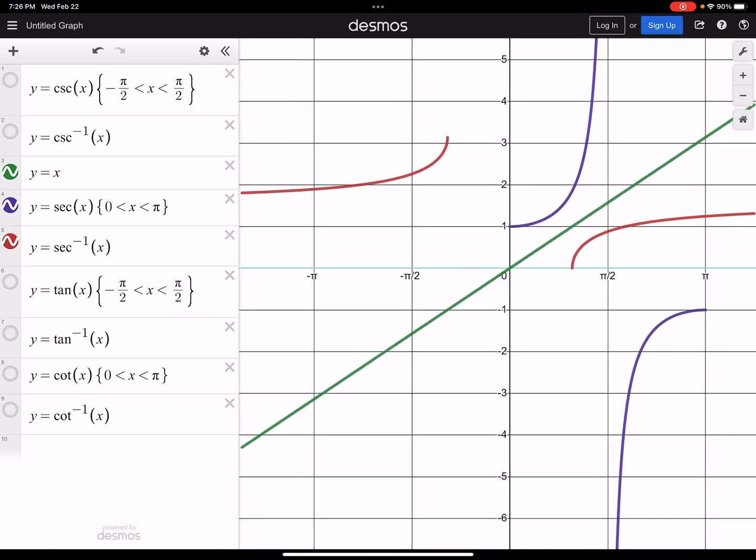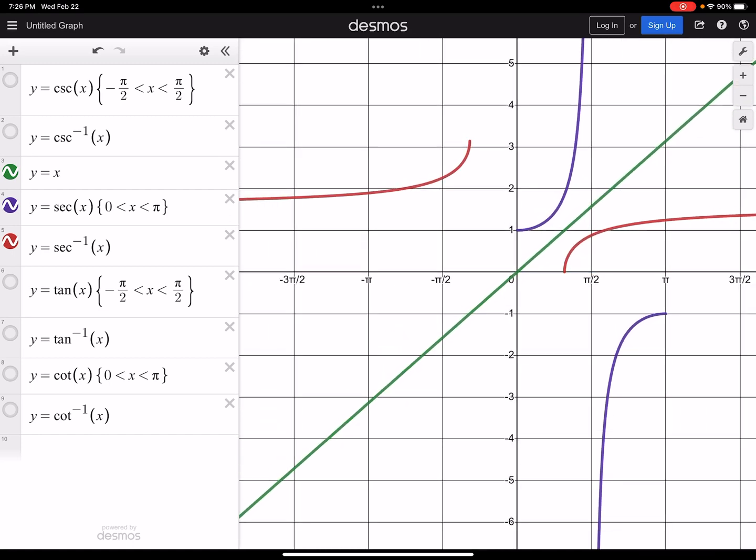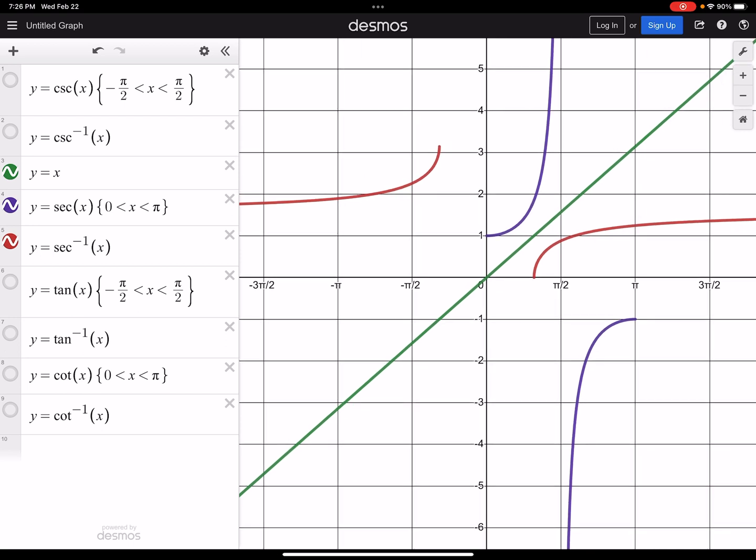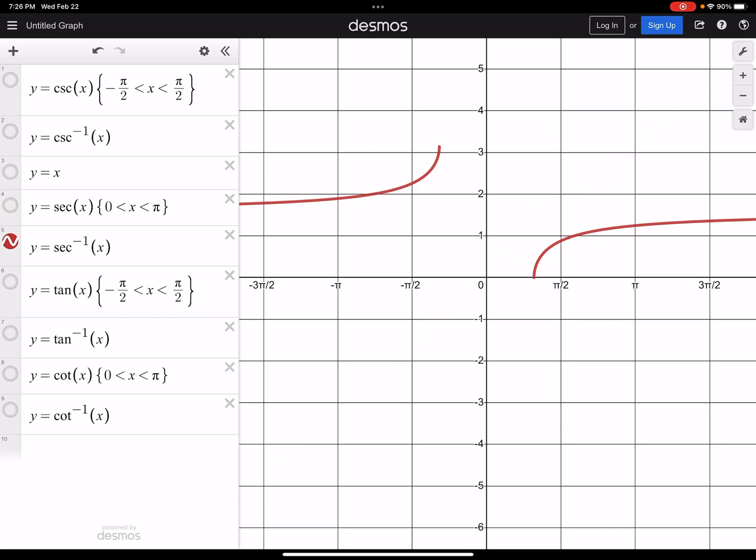It's really hard. There we go. If I square this, it's a little bit easier to see, but there is definitely symmetry over that line. Okay? And time for the next round.